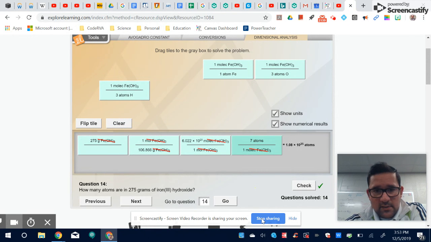So hopefully these practice questions have been helpful. Please make sure you practice them, because you'll have to do this on your own on a test, and you won't have tiles to help you. You'll have to come up with these tiles yourself. So it's important that you practice and familiarize yourself with them.